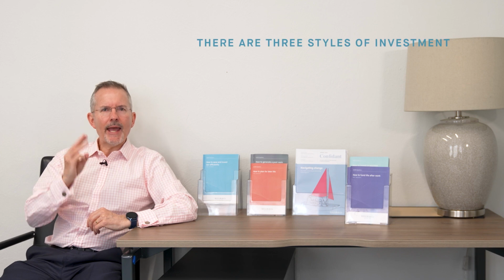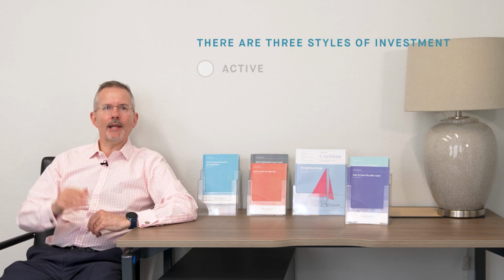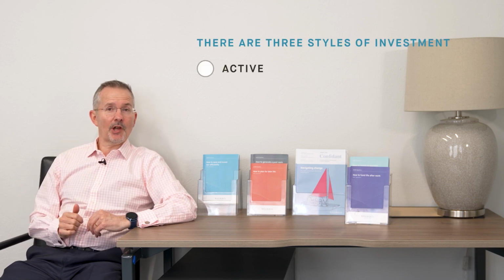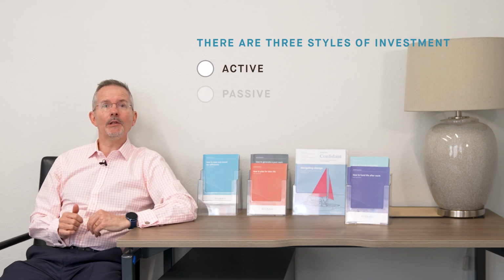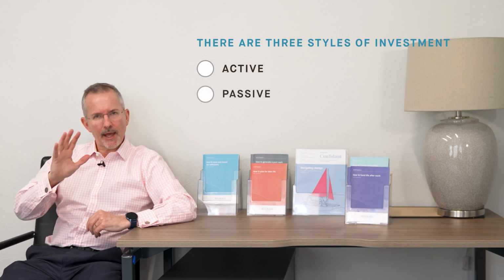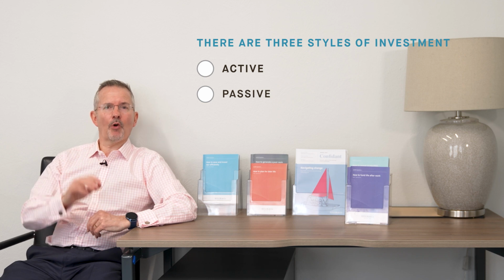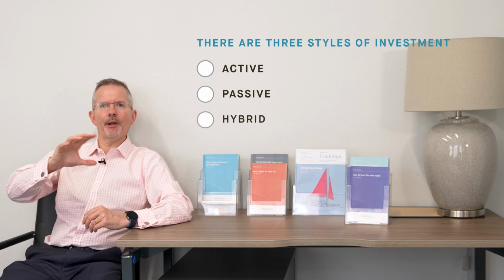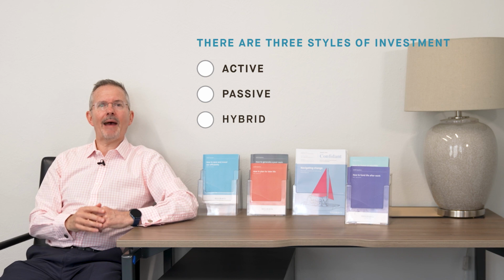So there are 3 ways potentially of investing: essentially actively, which does what it says on the tin, come back to that in a moment; passively, which I guess almost does what it says on the tin, more about that in a moment; and then some kind of hybrid approach which tries to mix and match the two.